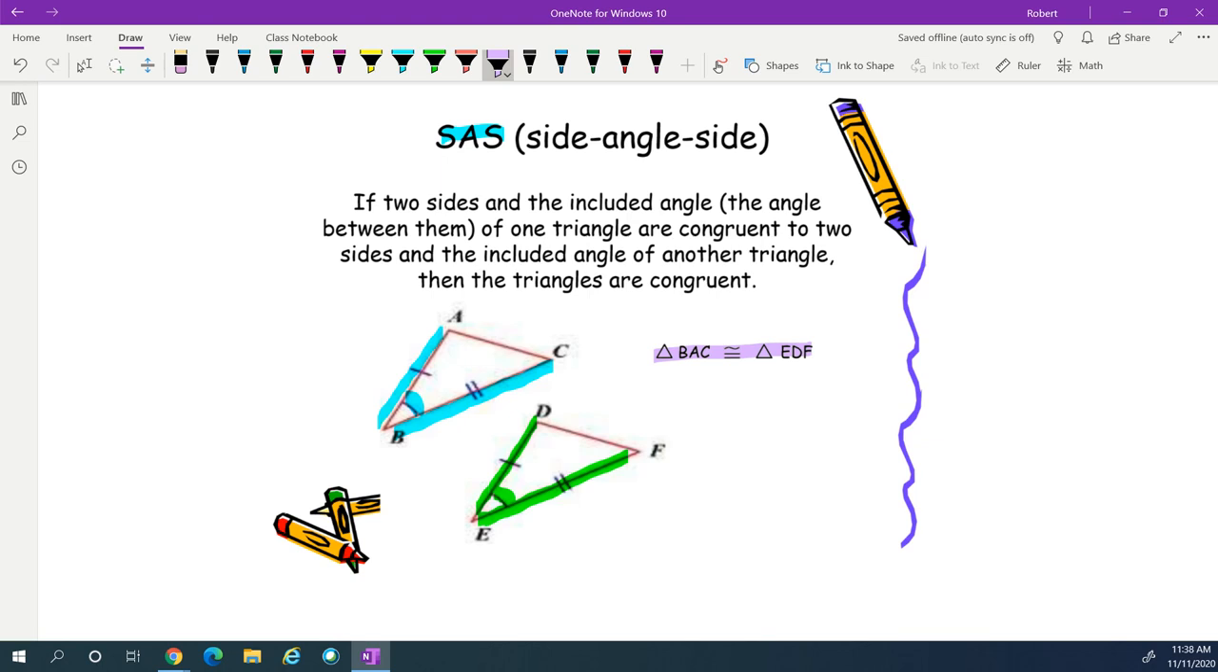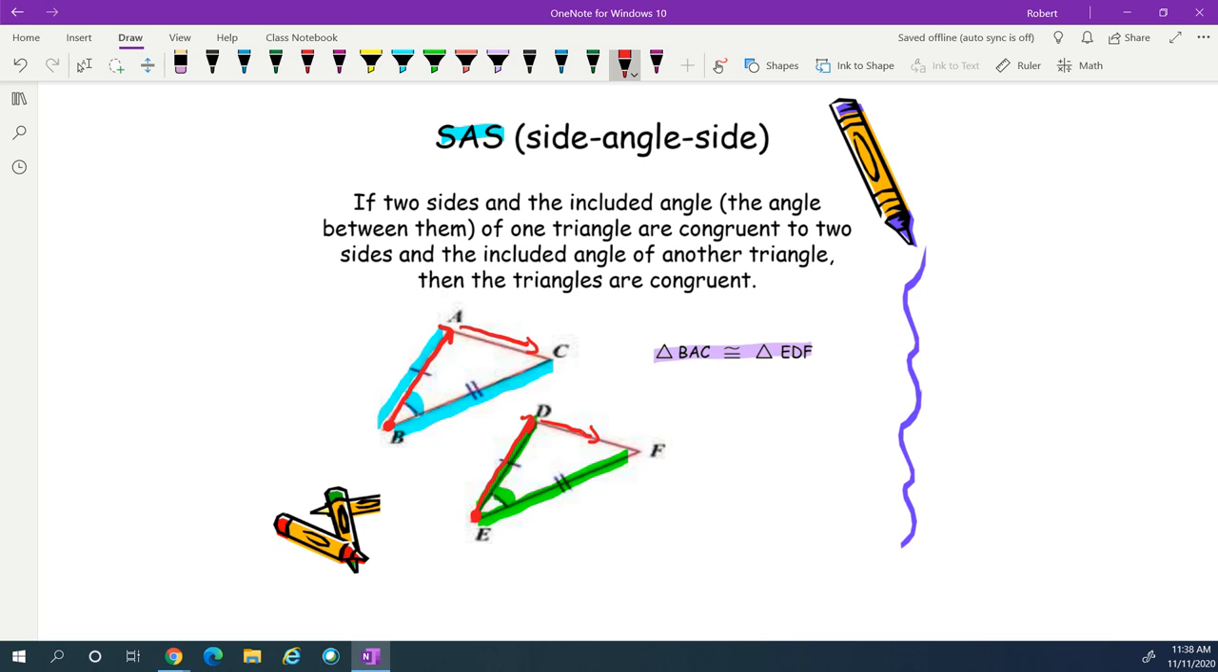I'm sorry, in BAC, we went up side 1 from the angle that we know, and then over. We're going to do the same thing in the second triangle. We're going to start at the angle we know. We're going to go up side 1, and then over. So EDF, corresponding order.